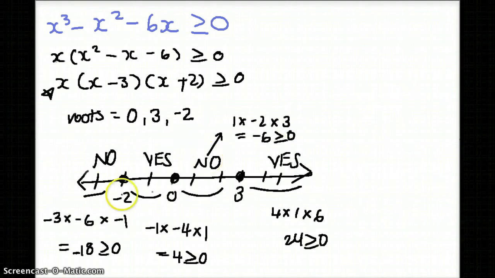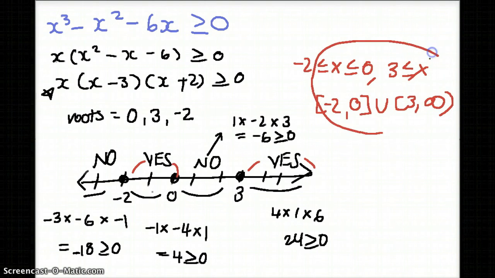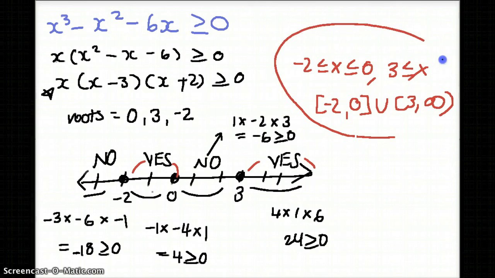Then I'm going to write inequalities out of these yes regions. So first we have negative 2 is less than or equal to x, which is less than or equal to 0. And then we also have x is greater than or equal to 3. And we can write this as negative 2, comma 0, and then a U, and then we can write 3, comma infinity. So that would be our answer.